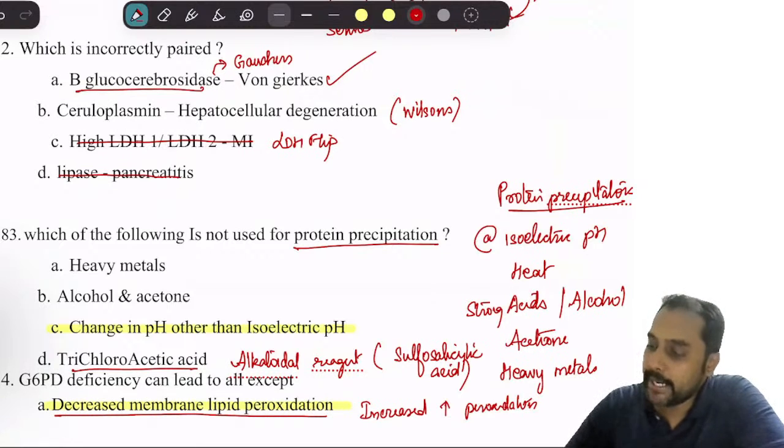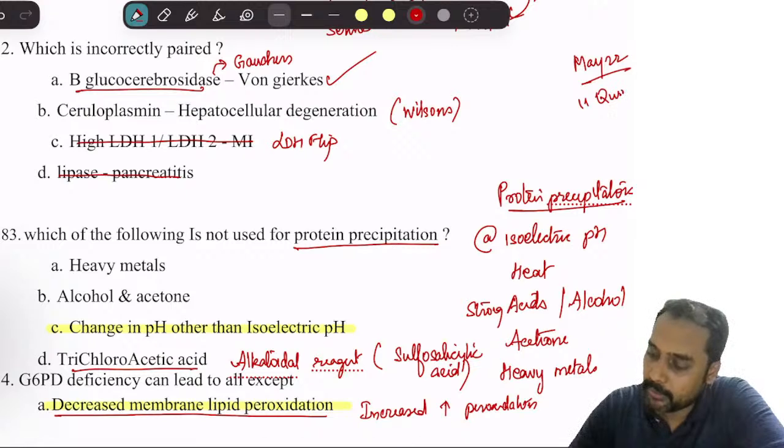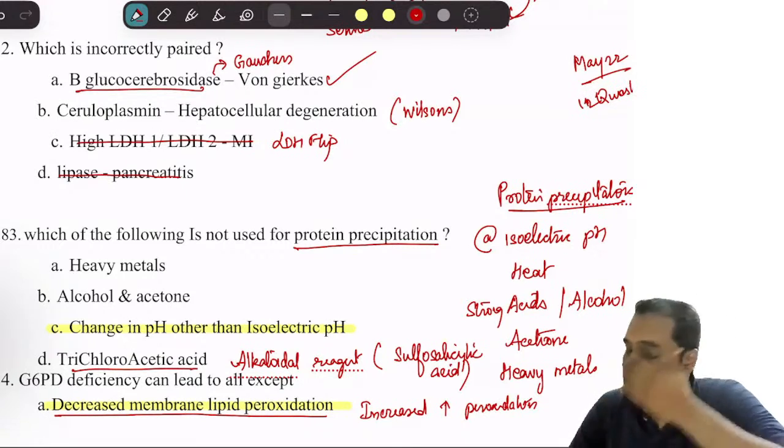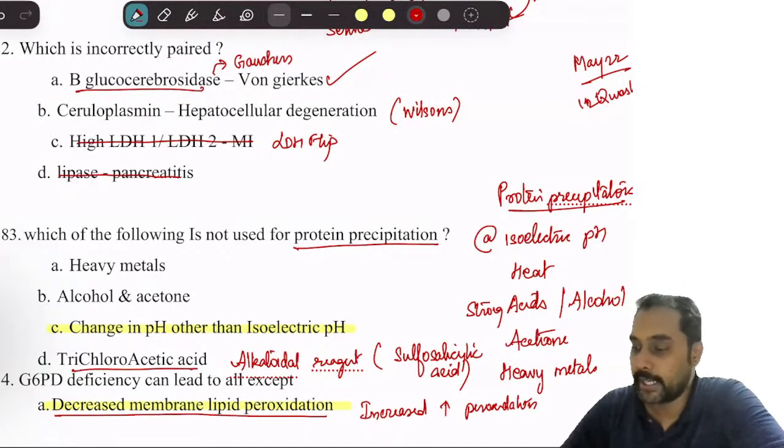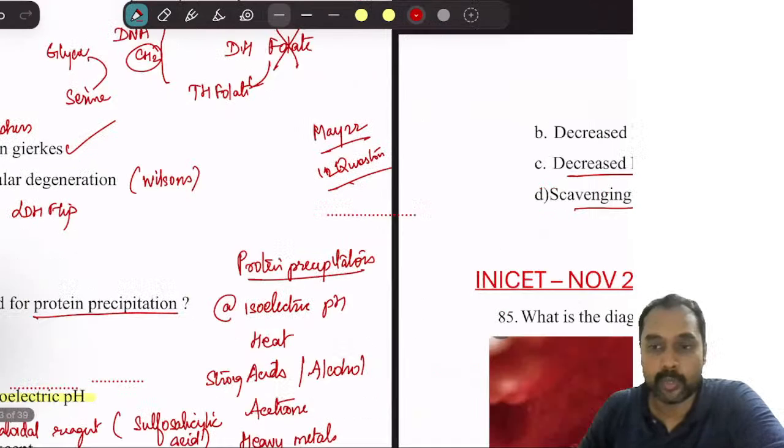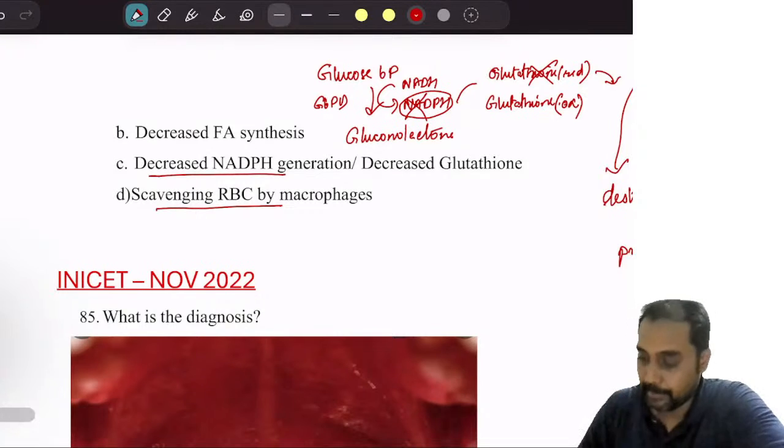So May 2022, INICET had 12 questions from biochemistry. All the 12 are done for us. Okay, so that's over. Now let's move on to the November 2022 paper.